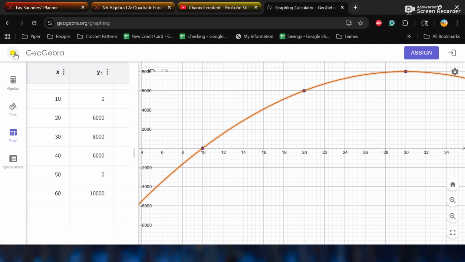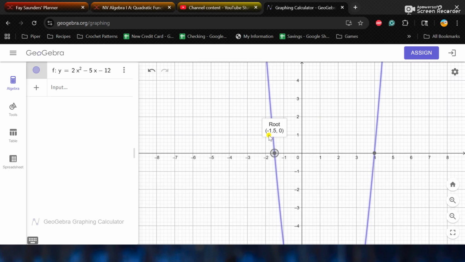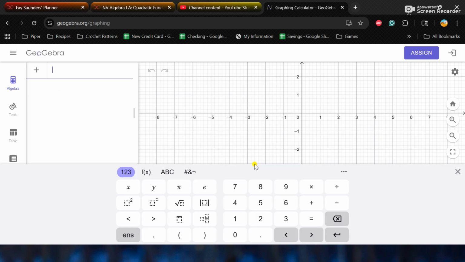Make sure before you move on to clear all, and don't save it. Don't bog down your computer with this garbage. Now it wants to know, what are the x-intercepts for the graph of y equals 2x squared minus 5x minus 12. And look at that, we have our x-intercepts right here. We can just click on it. Our first one is negative 1.5 and 0, and our second one is 4 and 0. I love technology.